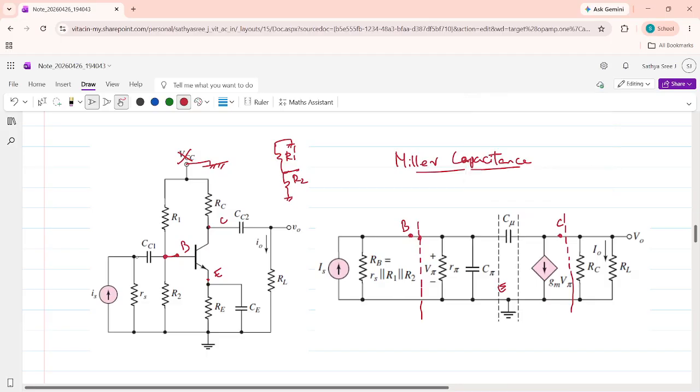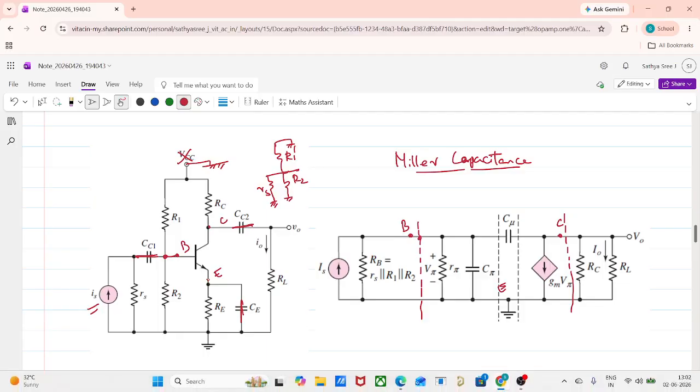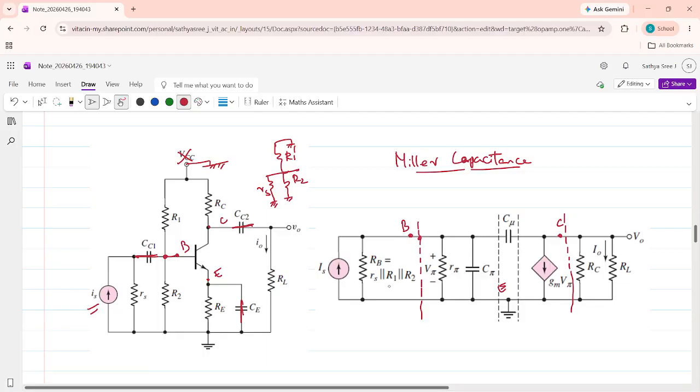And the coupling capacitors CC1, CC2 and the bypass capacitor CE, all the capacitors will get short circuited at this high frequency. From the base point there is another resistor RS that is grounded. So R1, R2 and RS, three resistors, will be in parallel in this high frequency model. This is the input, IS is the AC input current, so that will exist here.